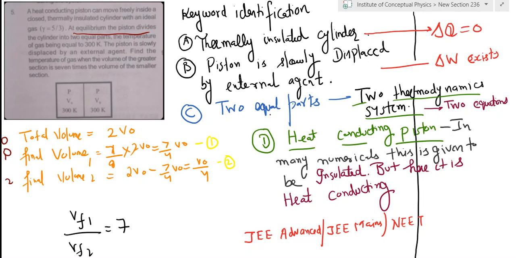All right. And last but not the least, the piston which separates the two thermodynamic systems is allowing the heat to pass through it. Normally, most of the pistons they give in numericals are insulated, which don't allow any heat to pass through it, but this is different.